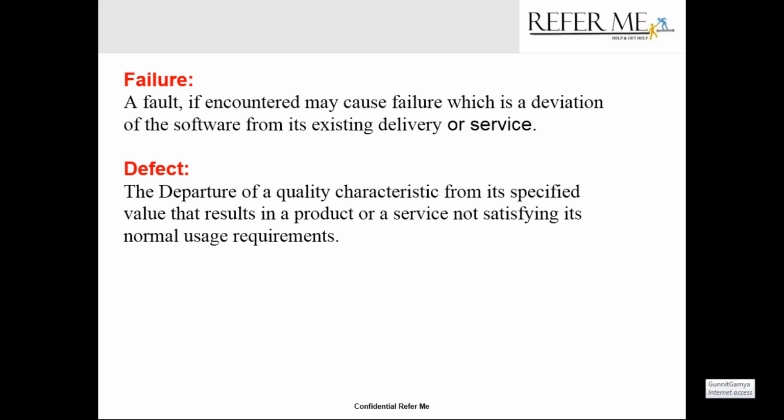Defect and failure are somewhere used in a similar way. So defect is a departure of quality characteristics from its specified value that results in a product or a service not satisfying its normal usage requirement, right? For example, if I am writing with my pen and the pen is not giving me the correct result, or I am not able to write with the pen, or ink is leaking on paper, or if I'm using a blue pen, then it is writing with black ink, right? So that is a defect. It is a departure from your expected behavior.